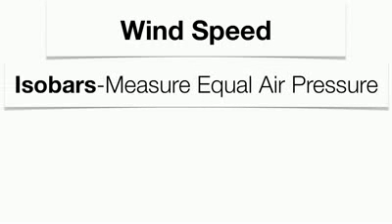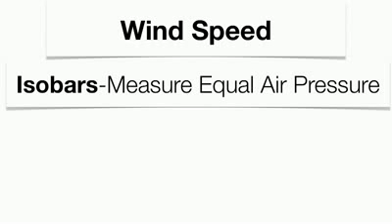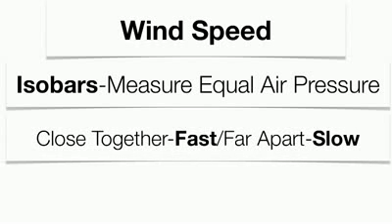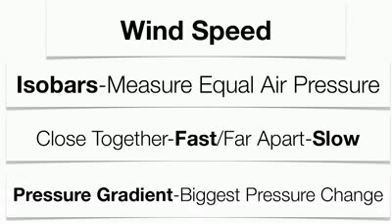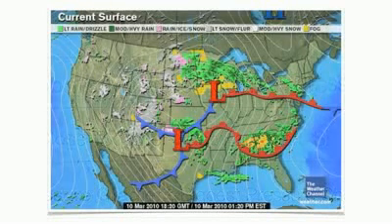So with wind speed, the big thing about this is when you look at a weather map, look at the isobars. Isobars are going to be lines that measure equal air pressure. Now, there's going to be a little pattern that you're going to be looking for. When those lines are close together, it means you have very fast winds. When they're really far apart, it means you have very slow winds. This is what we call the pressure gradient. And in order to identify whether you now have a fast wind or a slow wind, you want to look for the biggest pressure change. That's going to be the key here, is looking for the biggest pressure change.